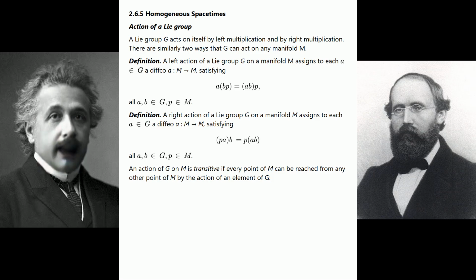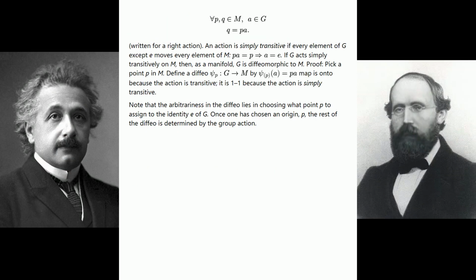An action of G on M is transitive if every point of M can be reached from any other point of M by the action of an element of G. See the equation shown, written for a right action. An action is simply transitive if every element of G except E moves every element of M: PA = P implies A = E.